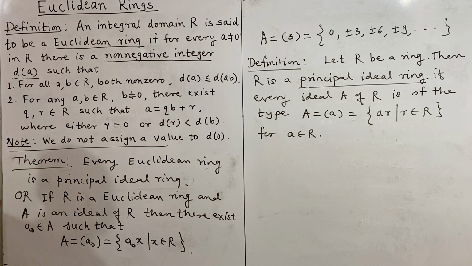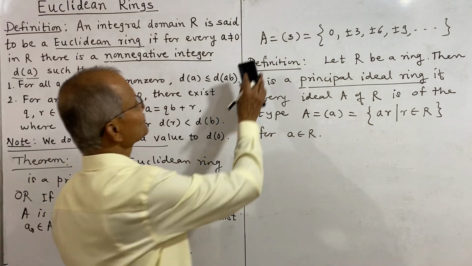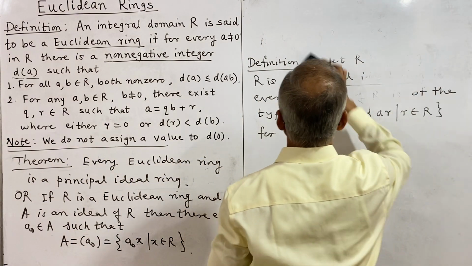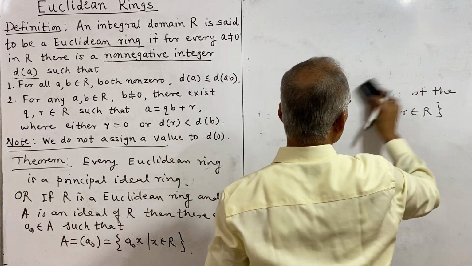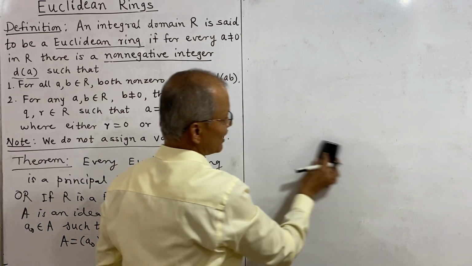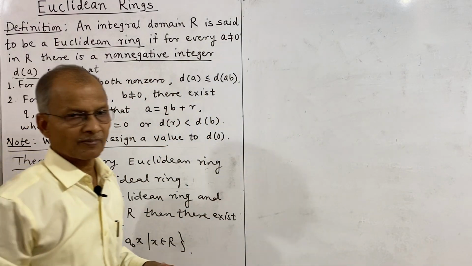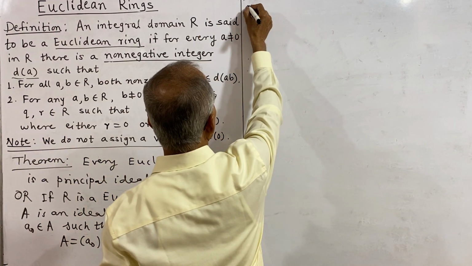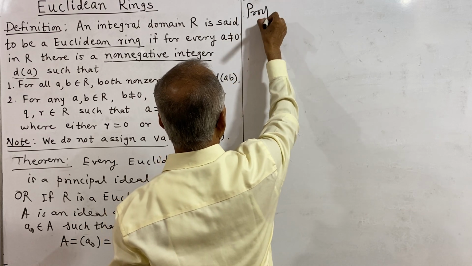So for every ideal A of R, this happens, and now we shall prove it. So we know the proper ideals of a ring are 0 and the ring itself. And now see the proof for this theorem.